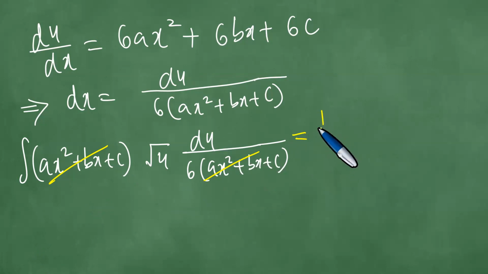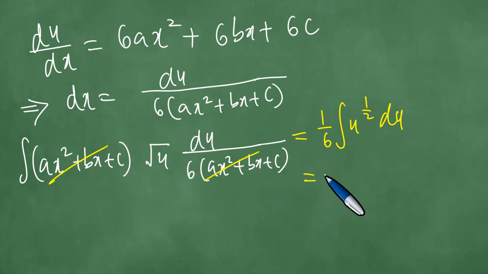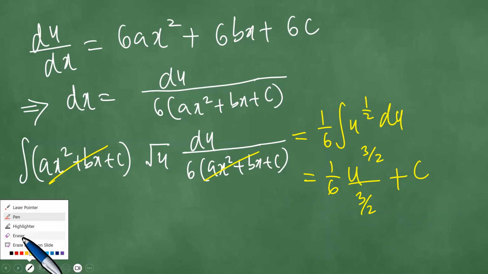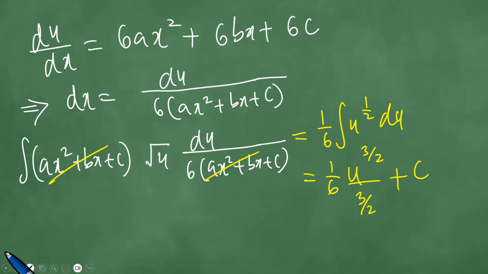So this is exactly 1 over 6, the integral of u to the 1/2 du. Yes. And therefore, I'm glad you're able to follow this: 1 over 6 u to the 3 over 2, but you divide by the same thing, plus c. Okay, so this is the law of integration. You always divide by the same thing.